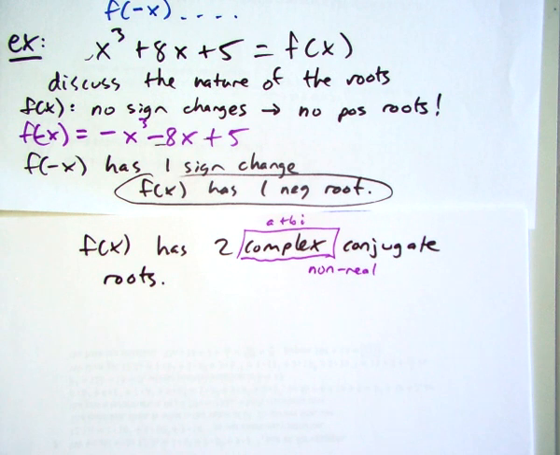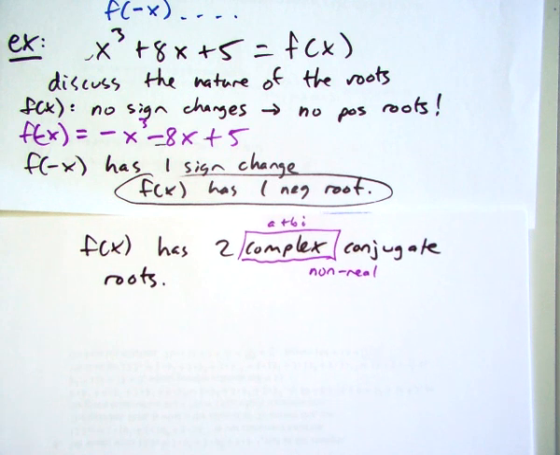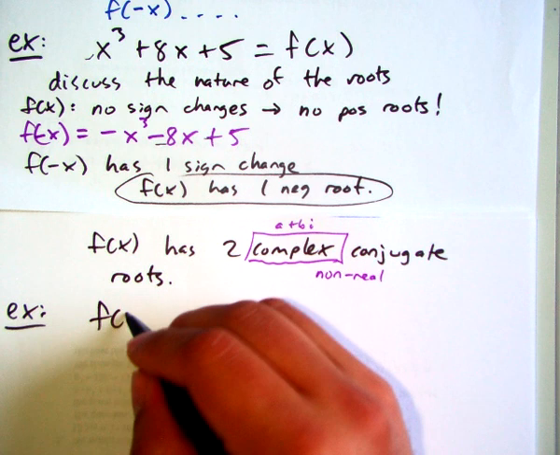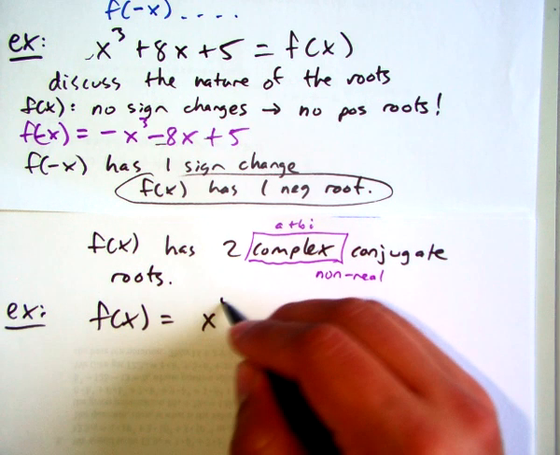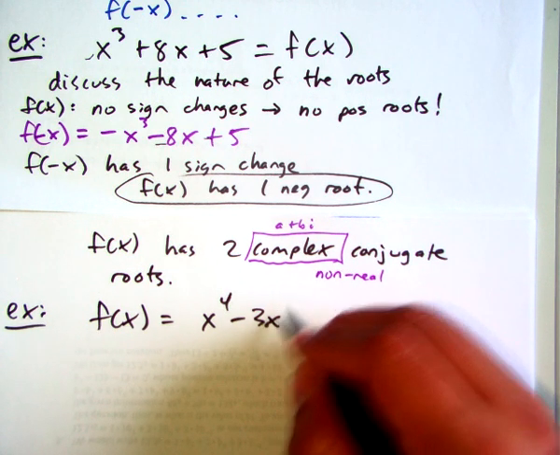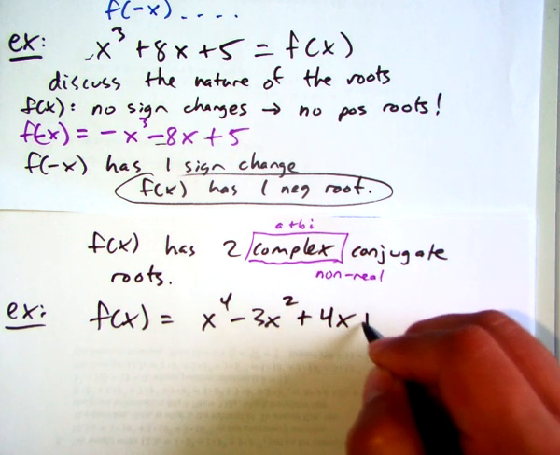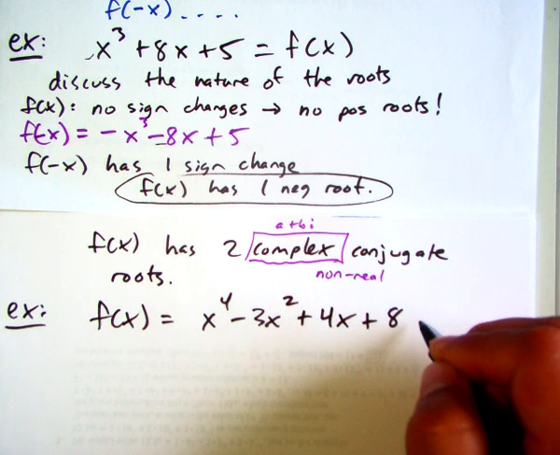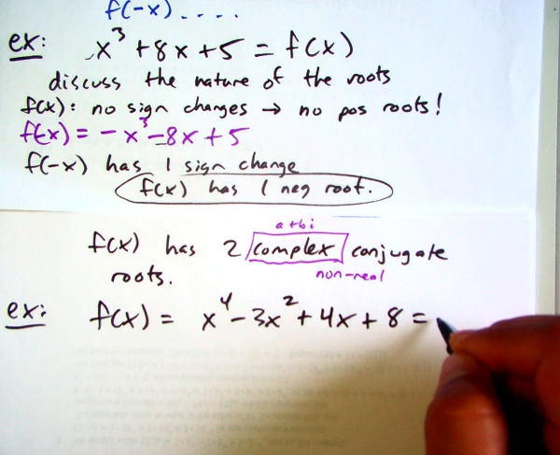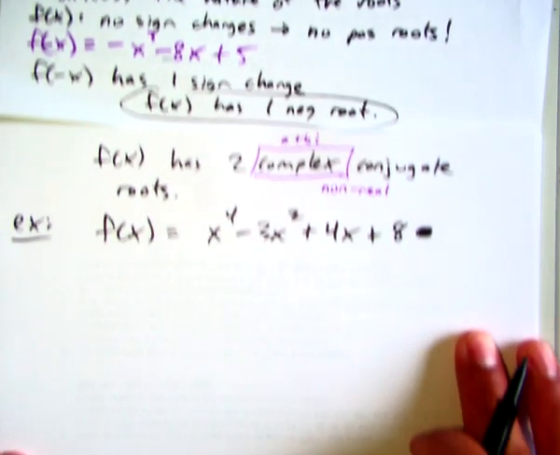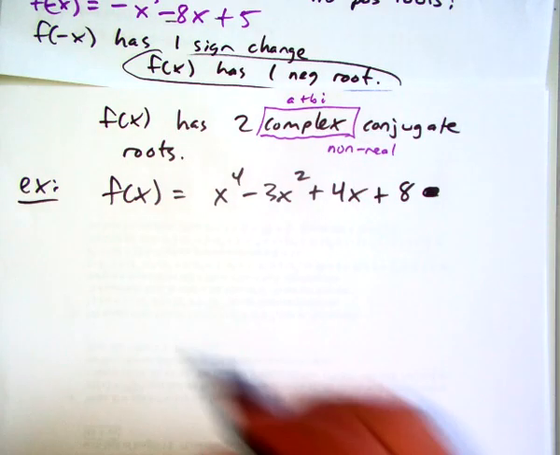All right. Sorry, we'll do one more quick example with the rule of signs. Let's say we have f of x equals x to the 4 minus 3x squared plus 4x plus 8. Okay, so same scenario as before. Discuss the nature of the roots.